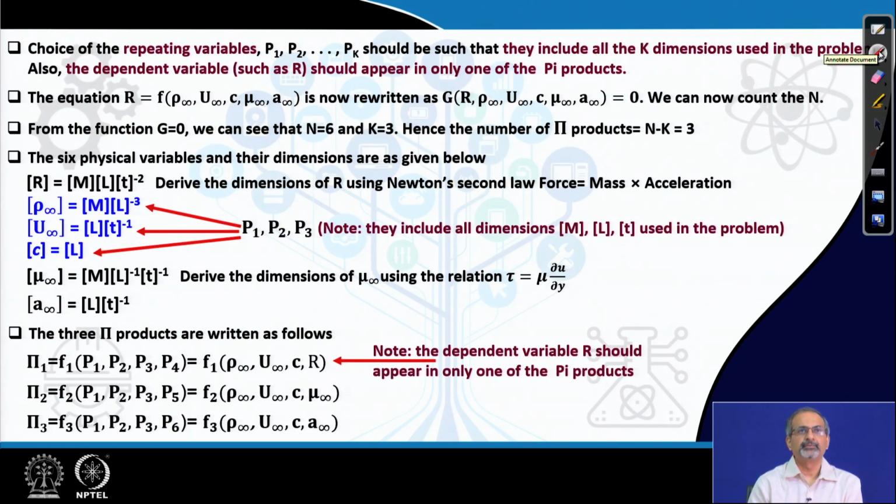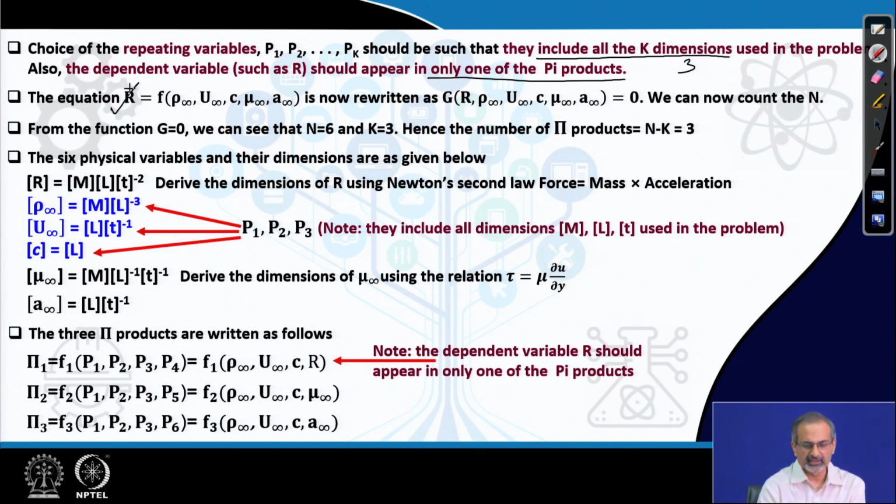Let us go to the next step. Choice of the repeating variables should be such that they include all the k dimensions. So, they must include all the k dimensions, which are 3 in number for us used in the problem, and the dependent variable, which is r in this case, should appear in only one of the pi products. So, these are the additional rules which we have to keep in mind.